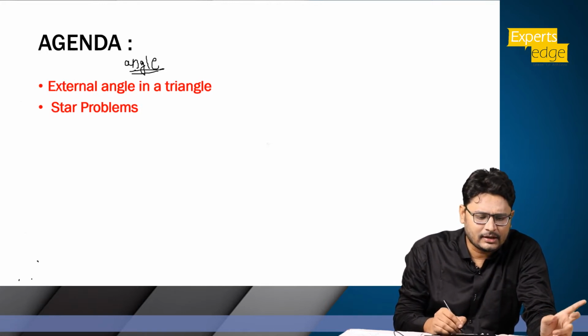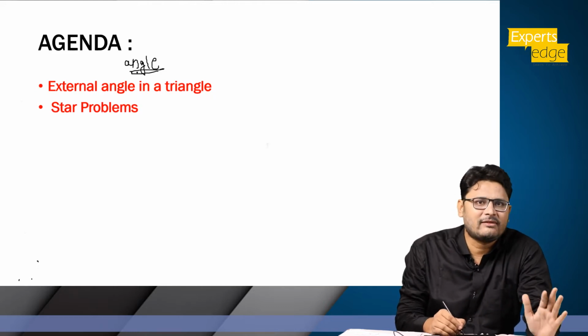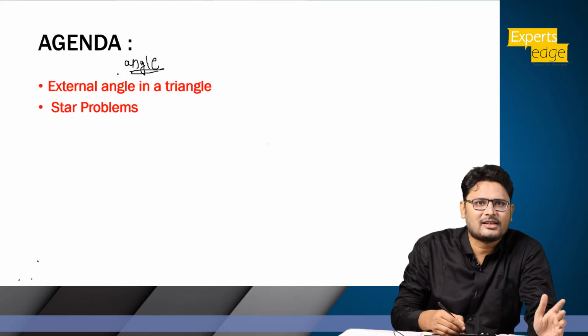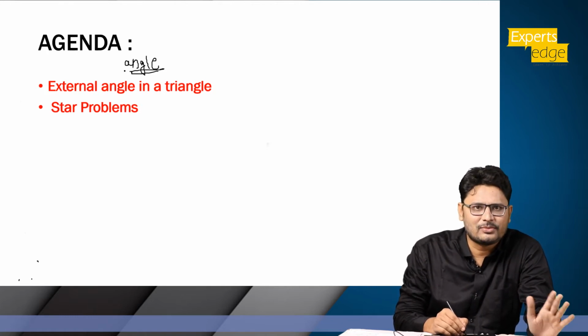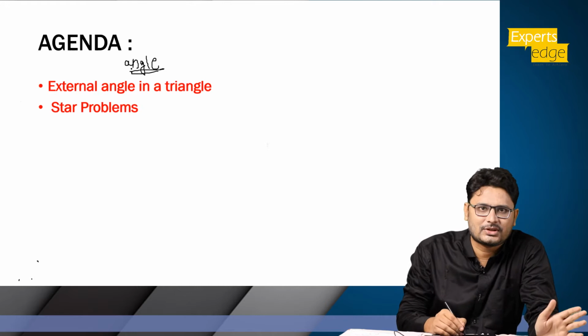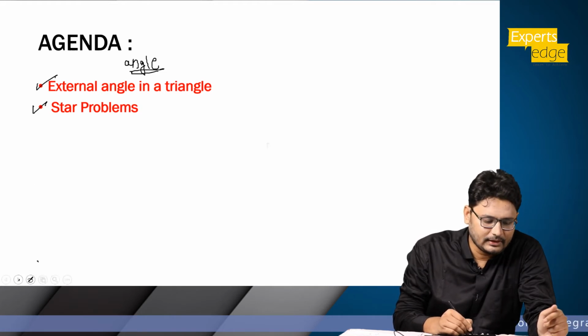Again, I'll reiterate that we don't want to waste your time as well as ours discussing a very simple question like what vertical angles are. I am sure that with 50 days left for CAT, you must be aware of all the basic questions. So in this session we'll be discussing the external angle in a triangle and star problems.